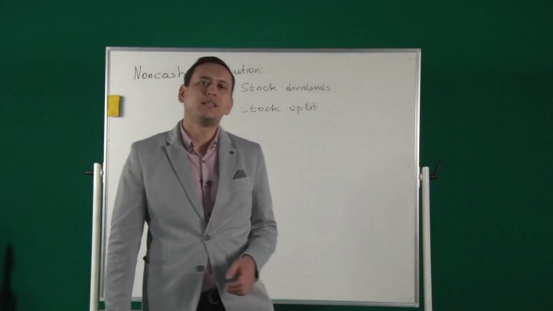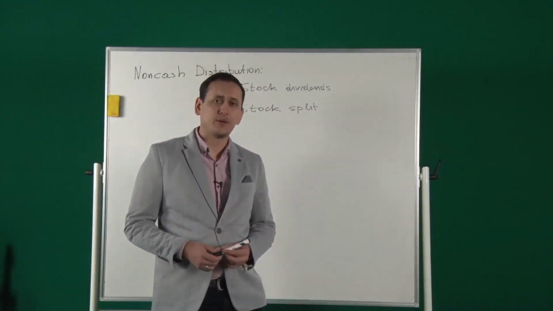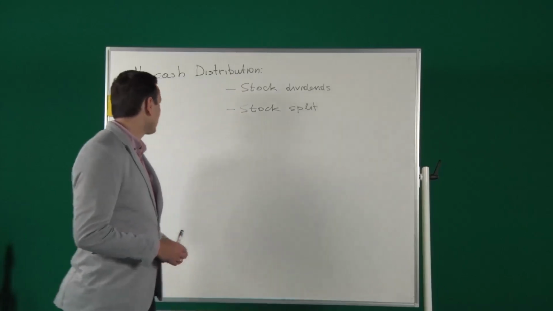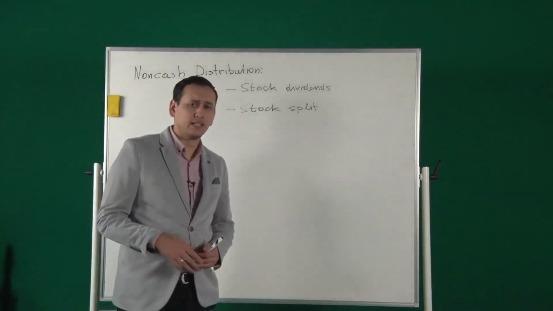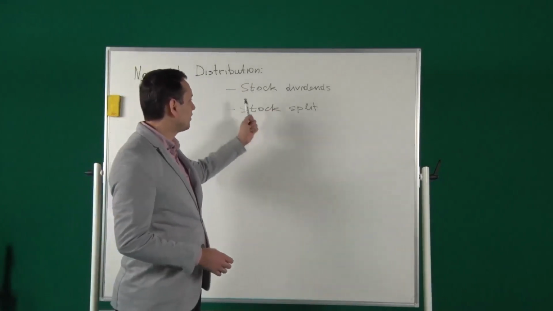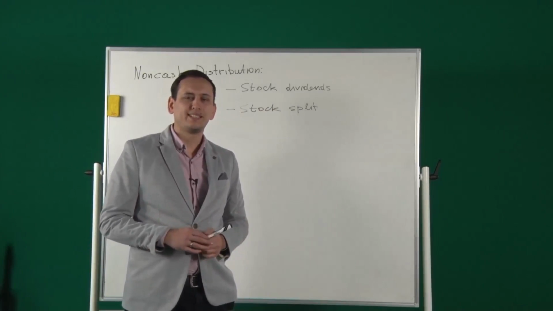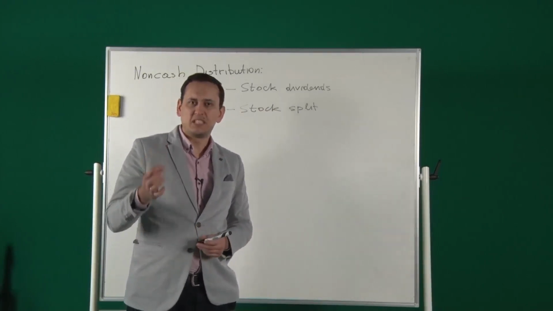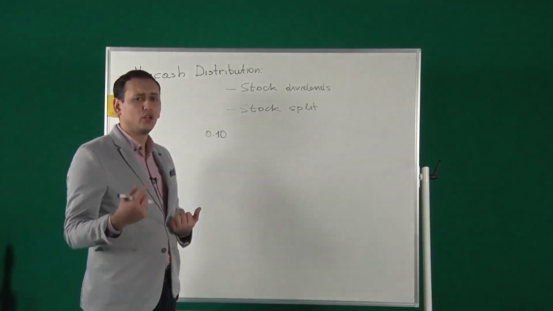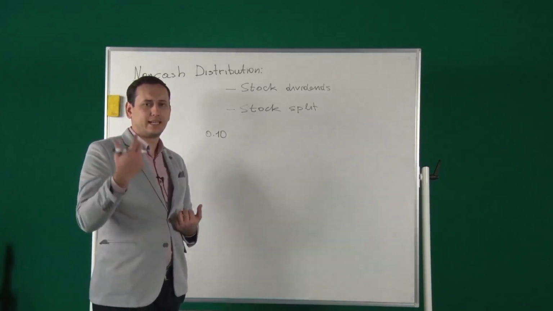Okay, sometimes companies don't want to spend cash on dividends, but what they can do is offer non-cash dividends, or non-cash distribution, in the form of stocks, right? Stock dividends and stock split. So let's talk about stock dividends. Instead of paying cash dividends, companies decide to pay dividends in stocks. For every 10 stocks you own, you will get another 1 stock. That means after the dividend, you will have 11 stocks.